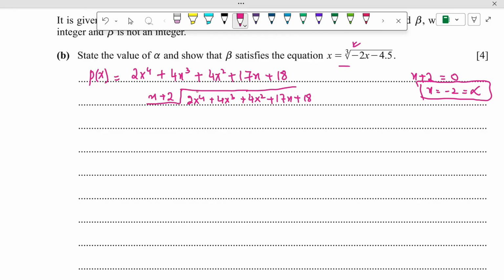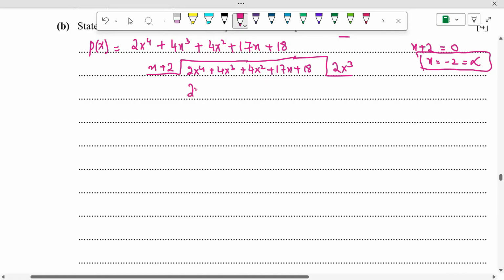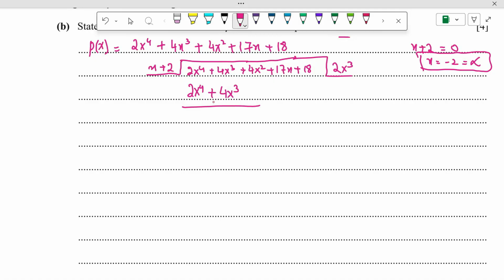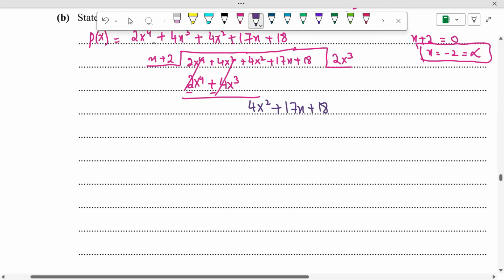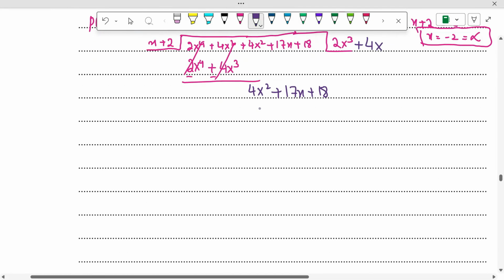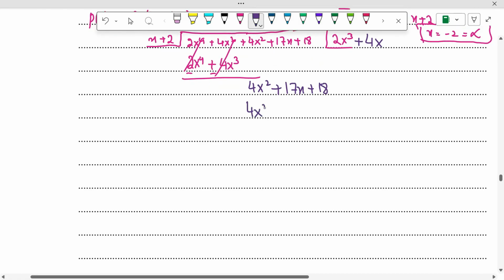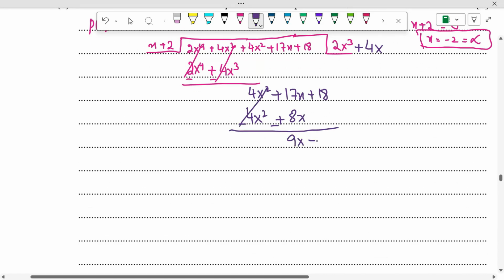You need to find the quotient so that we can find beta, or you can also use the synthetic method. To make 2x to the power of 4, x should be multiplied with 2x cubed. So we will have 2x to the power of 4, and 2 times 2x cubed is 4x cubed. Subtracting, we will have here 4x squared plus 17x plus 18. x should be multiplied with 4x to get 4x squared. So x times 4x is 4x squared, plus 2 times 4x is 8x. Subtracting, we will have 9x plus 18.